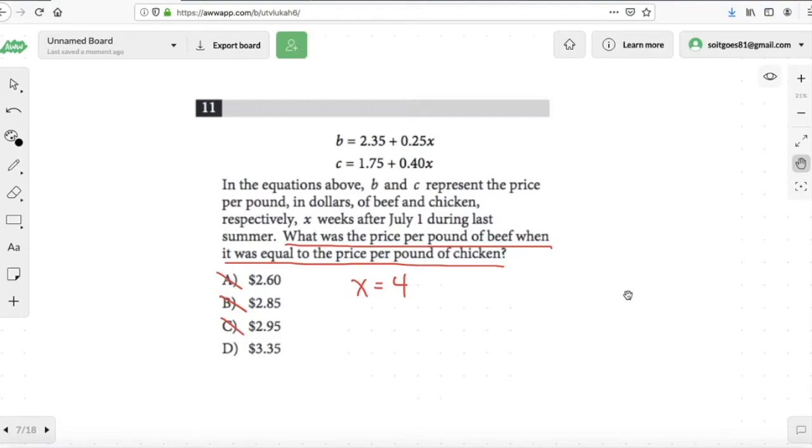Let's set x equal to 4. We know it can't be bigger than 4. What's the beef price? We already talked about it. 335. 335. What's the chicken price when x is 4? 335. 335. Bingo.